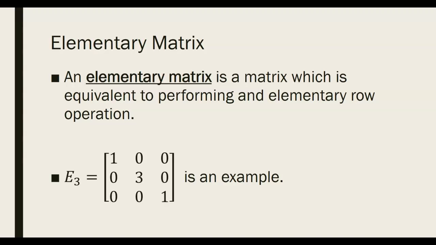And then the last elementary row operation is multiplying by a scalar, and that would be something like this. We just take the identity and we replace one of the ones with whatever scalar I want to multiply. So this would have the effect of multiplying the second row by the number 3 and leaving the top and the bottom row the same.